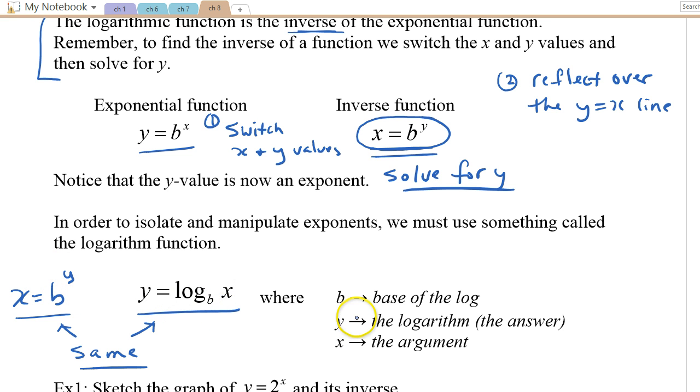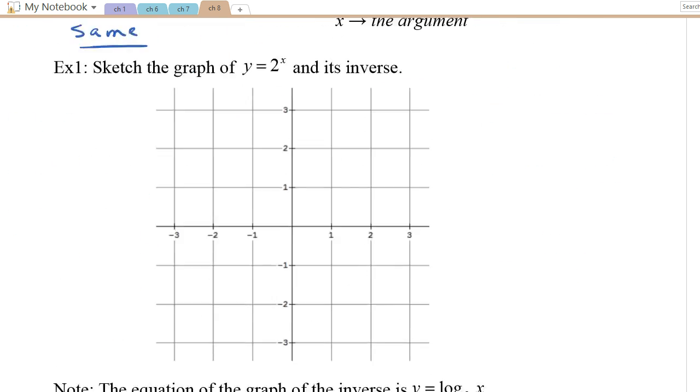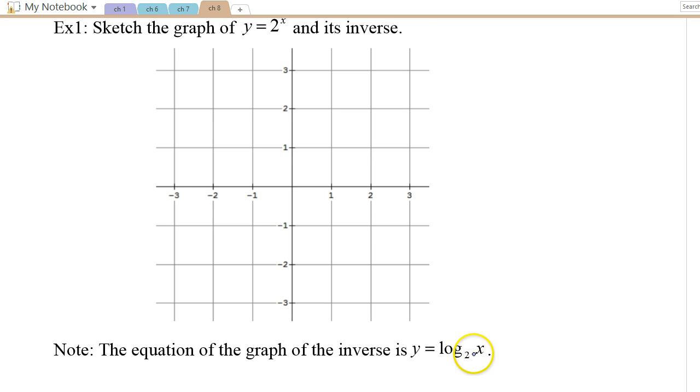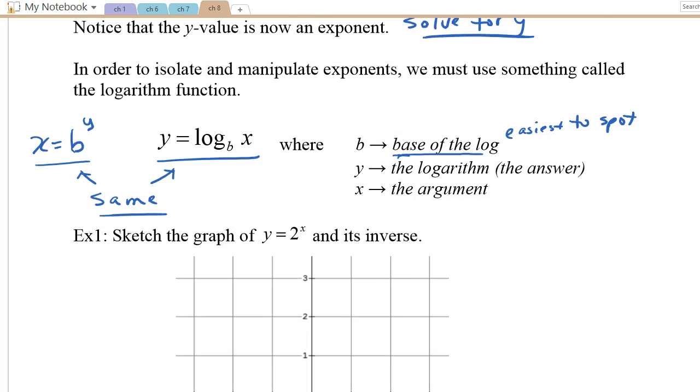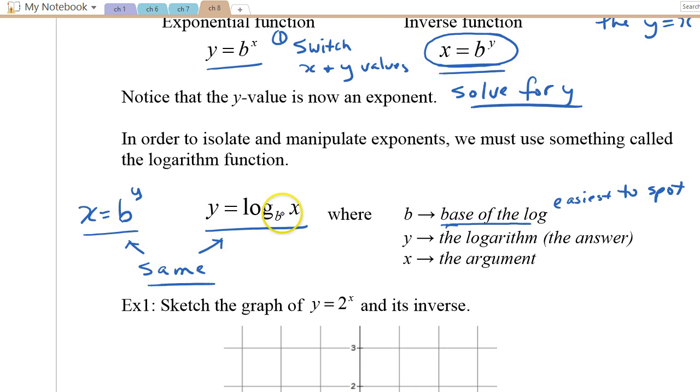So looking at this, b is the base of the log. That's easy to see because base is usually something that's on the bottom. When you look over here, the base is on the bottom, and over here the b is in subscript and it's also on the bottom. So this is easiest to spot. If I look over here, the base is 2, the one that's lower. And in exponential form, here the base is 2. So anytime you look, the base is the one that's lower.